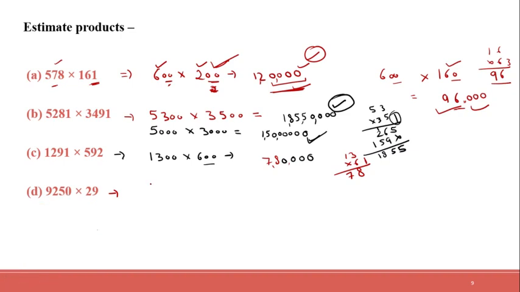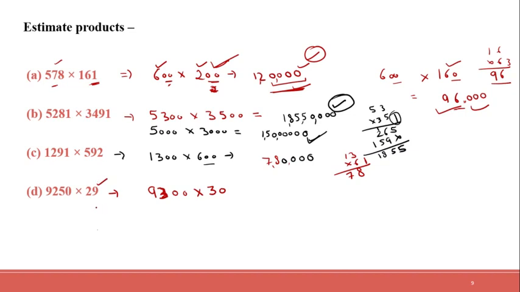Now come to this question. Here it is 9,250. So we can just do 9,300. Let's make it 300 because 9,300 is the nearest 100, right? 9,300 into, let's convert it to 30.